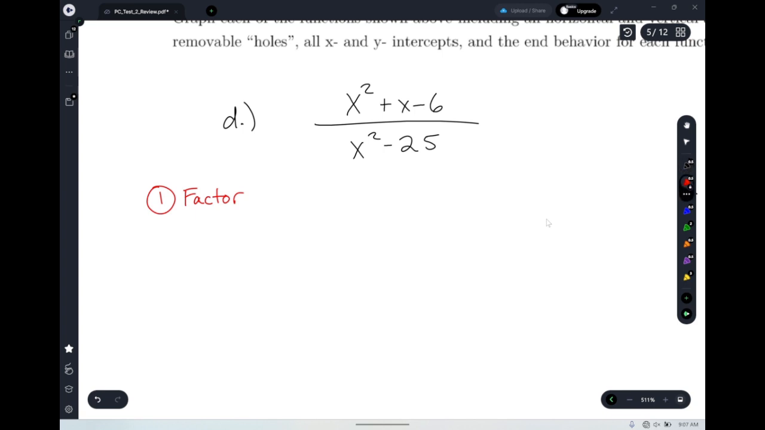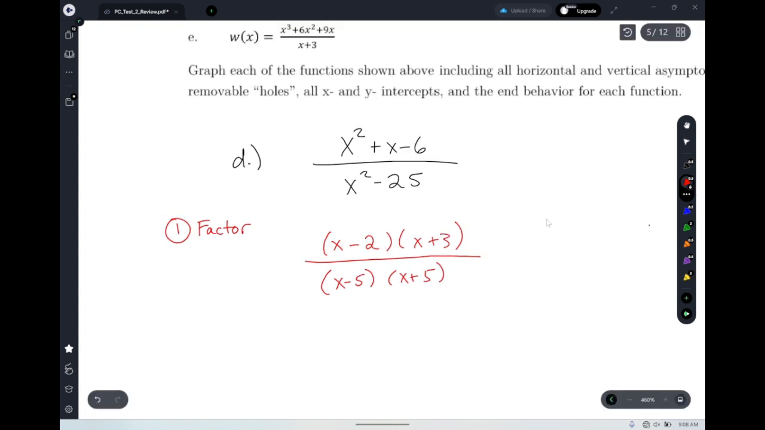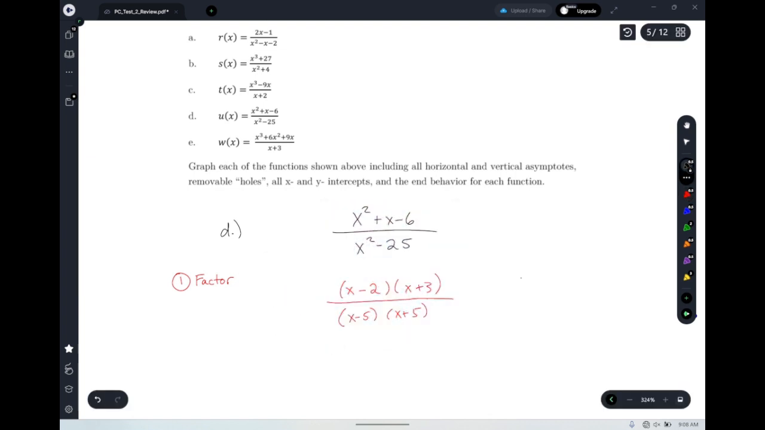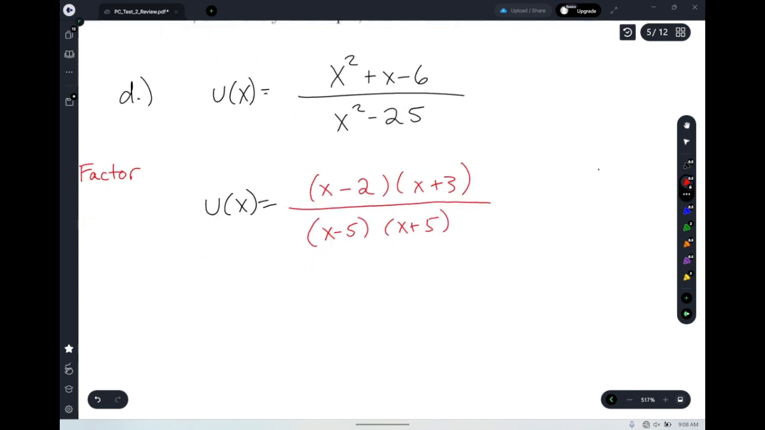So, step 1, factor the top. You get something like x minus 2, x plus 3, right? That's the factor of the top. And if you factor the bottom, you get something like x minus 5, x plus 5. If you hate factoring, I'm sorry, we have to factor. That goes back to those Algebra 1 days of trying to say what do they have in common. This is all called U of x technically, right? In this problem. All right, so now we can hit up those 4 things that we started with.